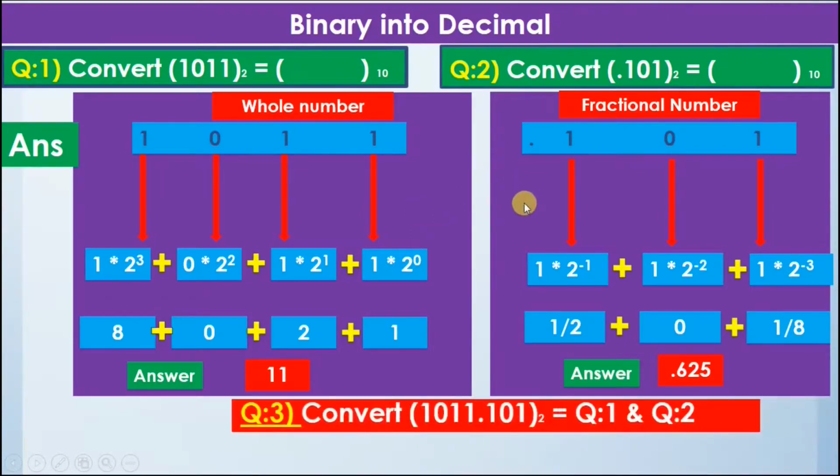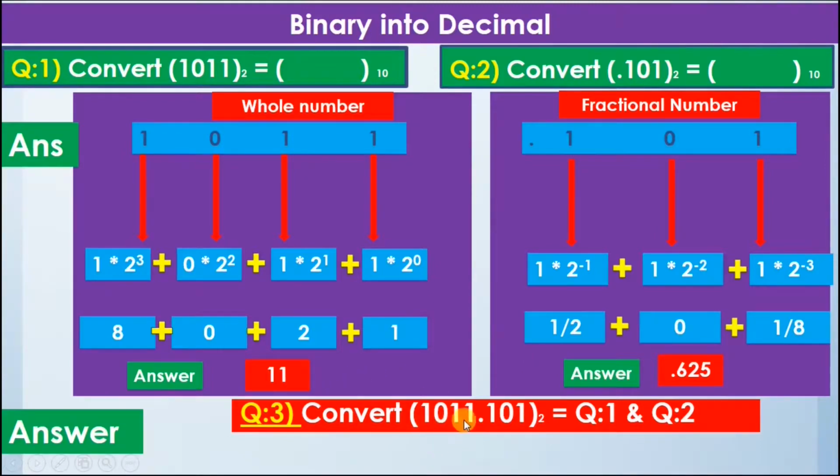Now let's move towards question number 3, in which we have to convert the binary number 1011.101 into decimal. We can see that this number has a whole part as well as a fractional part. So we will solve the whole part using this procedure and the fractional part using this procedure, in which we will use the negative powers of 2. Finally, we will combine.